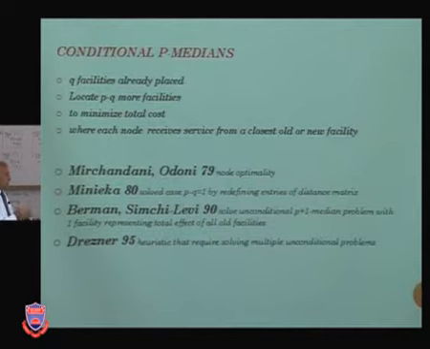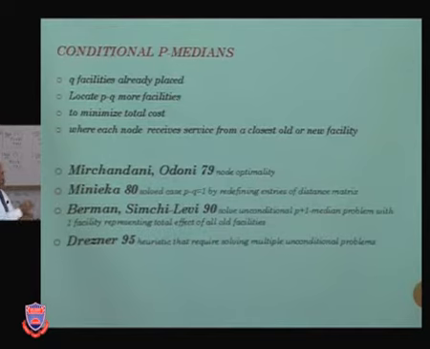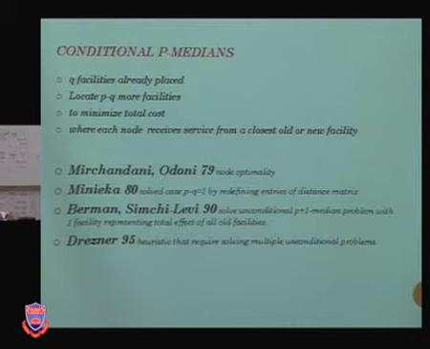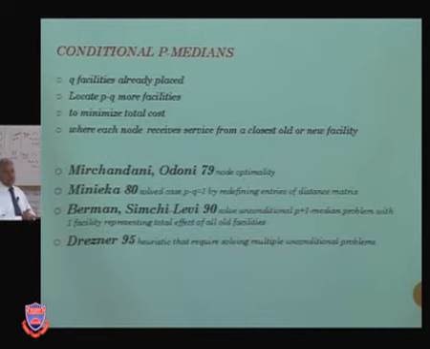And a demand point will receive service again from a closest facility, but the closest one could be one of the old ones or it could be one of the new ones, depending on how the new ones are situated. It turns out that node optimality still holds for this problem. And Minieka actually solved the case when the new one is only 1, P minus Q equals 1. He simply redefined the entries of the distance matrix in a certain way, and the problem is solved like a single one-median problem.